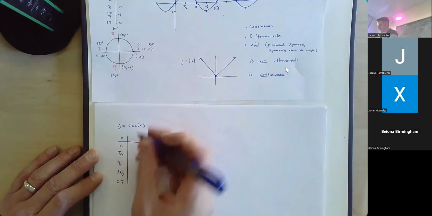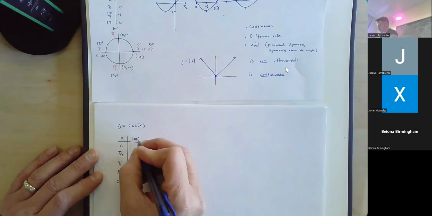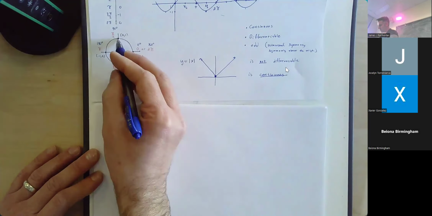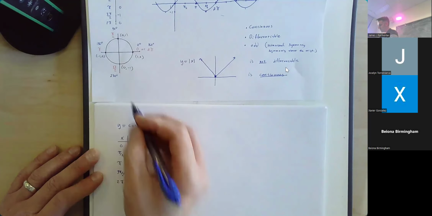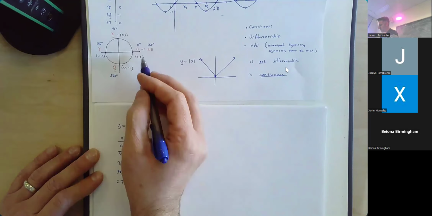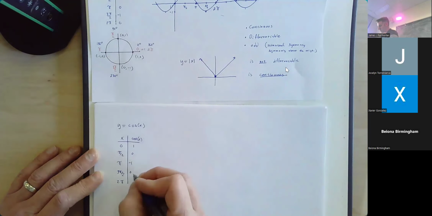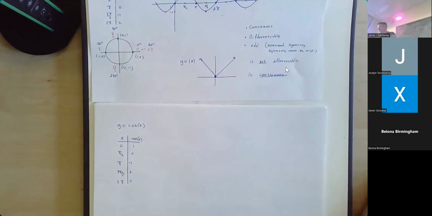So cosine of 0 is 1. Cosine of pi over 2 is 0. Cosine of pi is -1. Cosine of 3 pi over 2 is 0. And cosine of 2 pi is, sorry, 1. Oh my goodness, I looked at the wrong thing. Now look at the right coordinate.